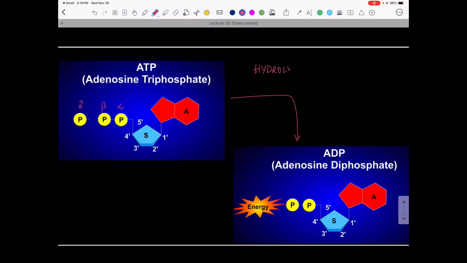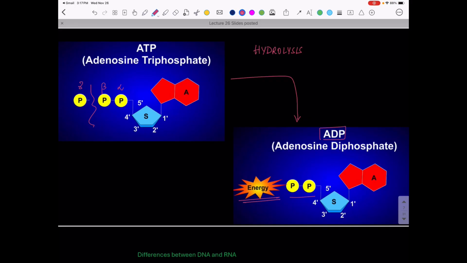The bond breaks between the beta and the gamma. That bond breaks right there, and that leads to the release of energy. Now there are only 2 phosphate groups remaining, and hence it is called adenosine diphosphate. If there is a need in specific reactions, sometimes some reactions do require a lot more energy.